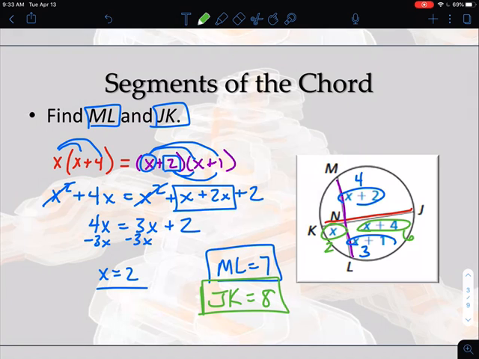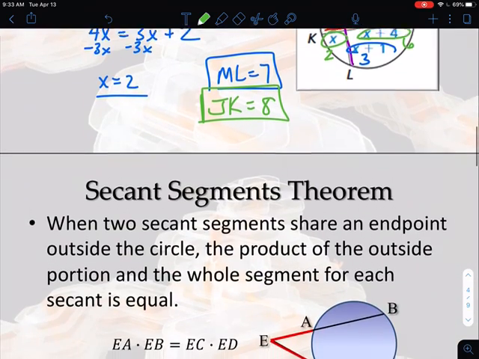One piece times the other equals one piece times the other. So you just got to stick with each chord and multiply the two pieces together.